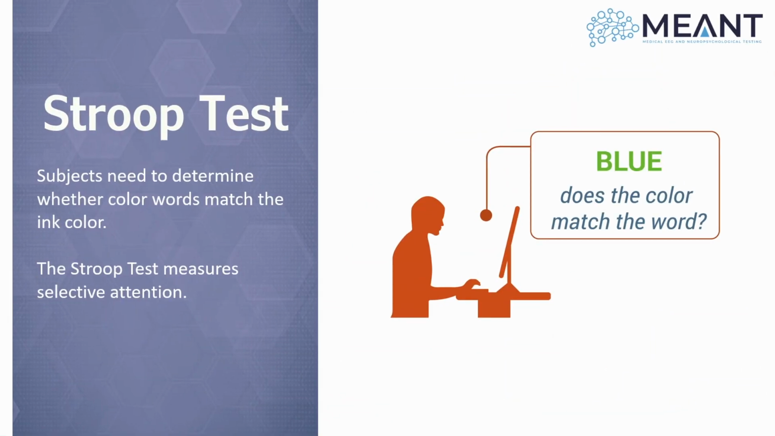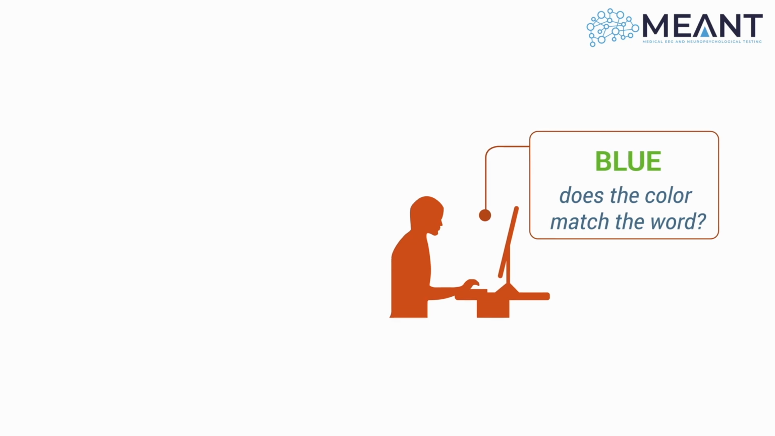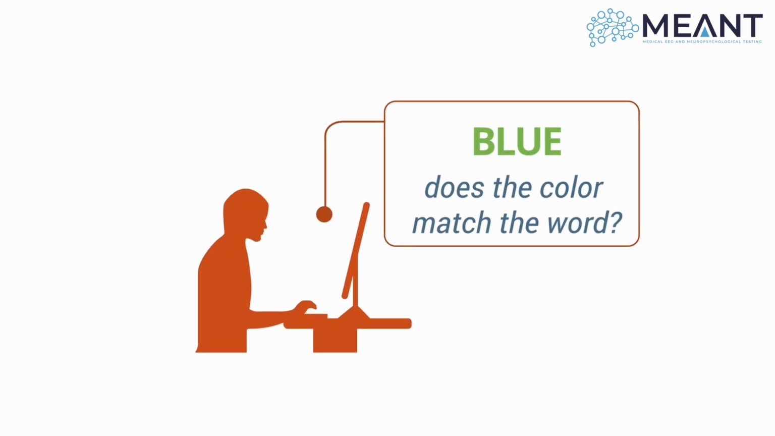The next test we'll address is the Stroop test. In the Stroop test, words referring to a color are presented on the screen, like blue, green, and red. In the congruent condition, the ink color of the letters matches the word, while in the incongruent condition, the ink color of the letters does not match the word. In this example, the word blue does not match the green ink color of the letters, and therefore represents a trial in the incongruent condition.